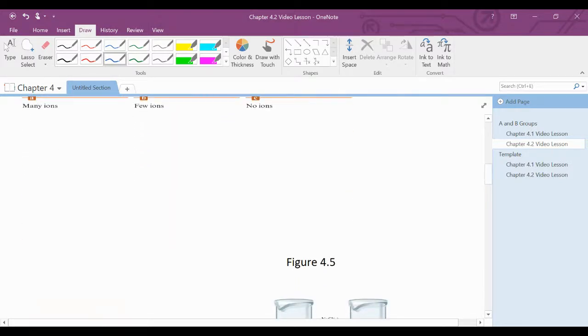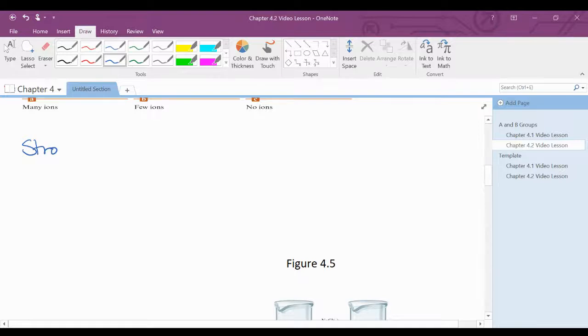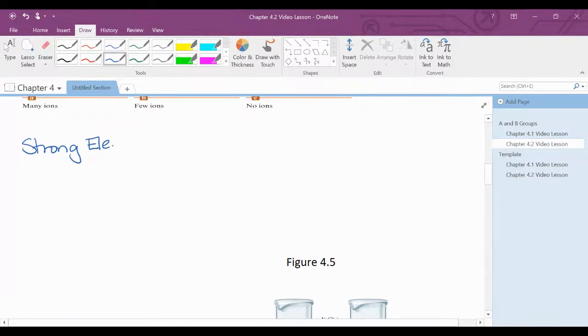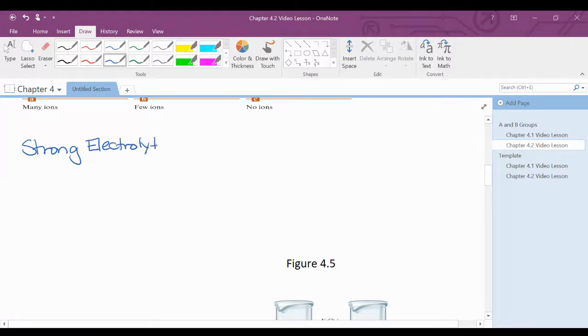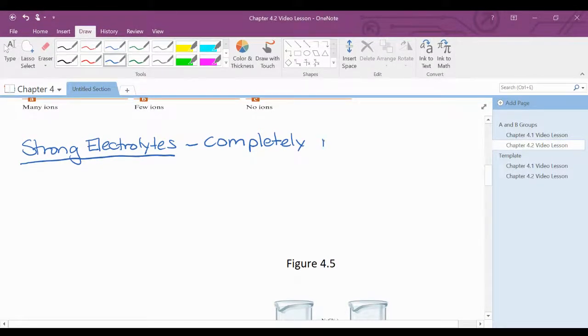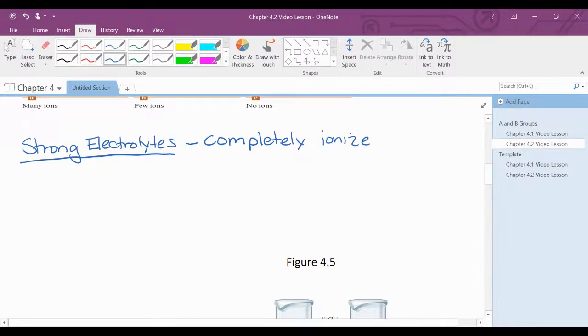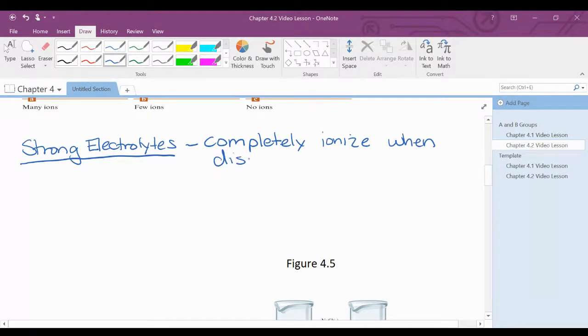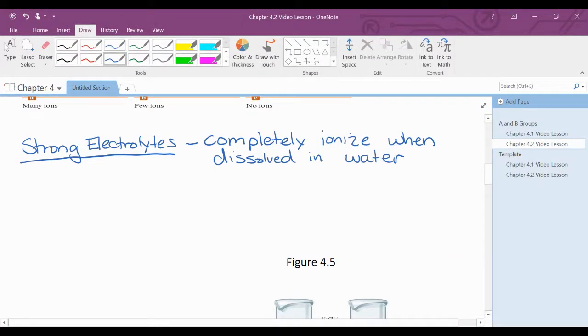So the first one we'll look at are strong electrolytes. And strong electrolytes completely ionize when they're dissolved in water. And there are 3 classes of strong electrolytes.